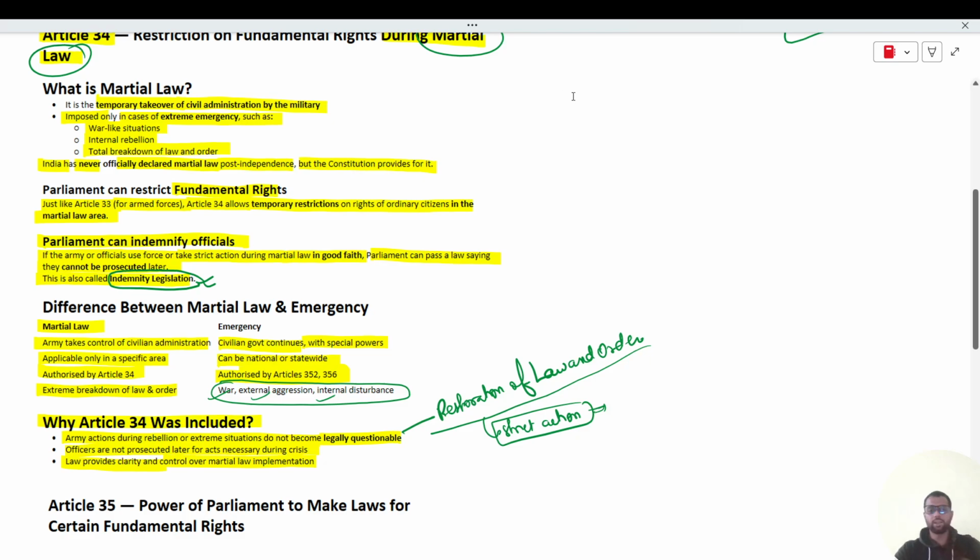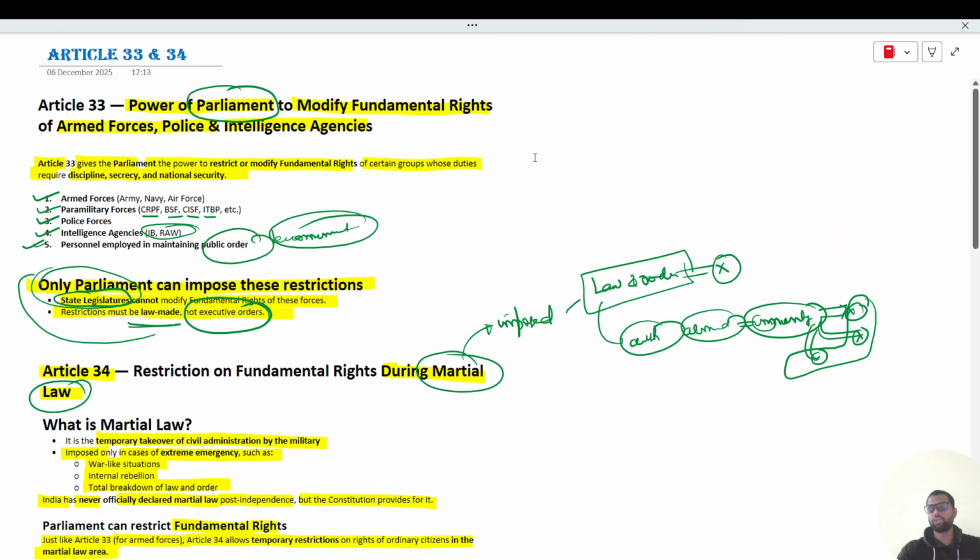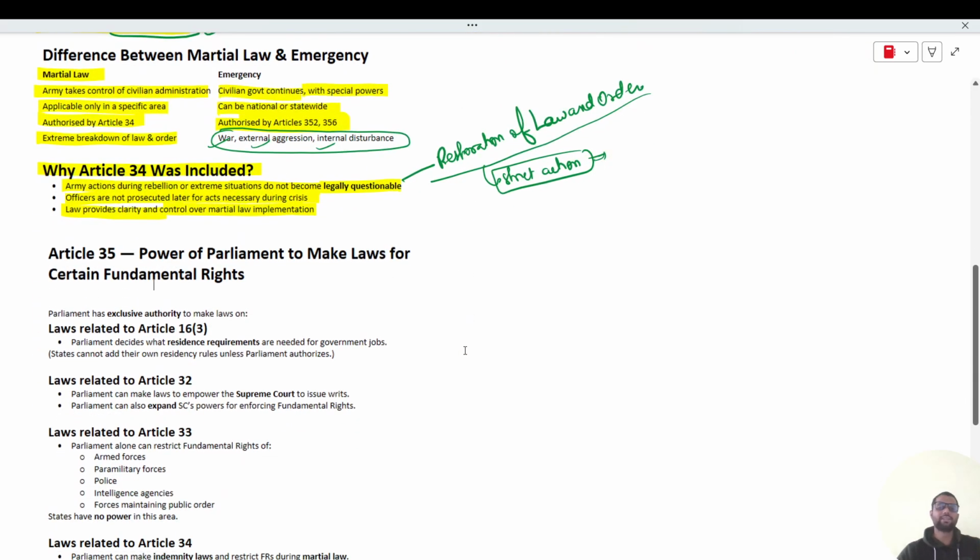So the difference between Articles 33 and 34 is that Article 33 puts restrictions on the fundamental rights of special categories of people. Article 34 puts restrictions on the fundamental rights of ordinary citizens under special circumstances, that is, martial law. What does Article 35 say? It says that Parliament has the power to make laws for certain fundamental rights. Certain fundamental rights are automatically enforced, such as the right to freedom of movement and the right to freedom of speech and expression. We do not require any law.